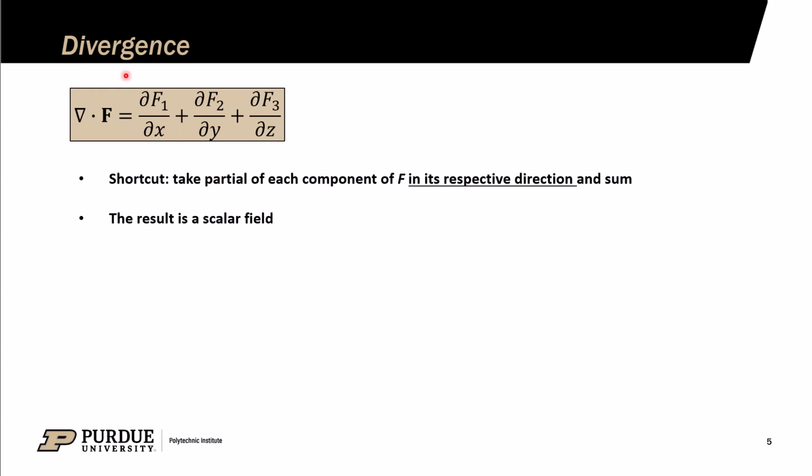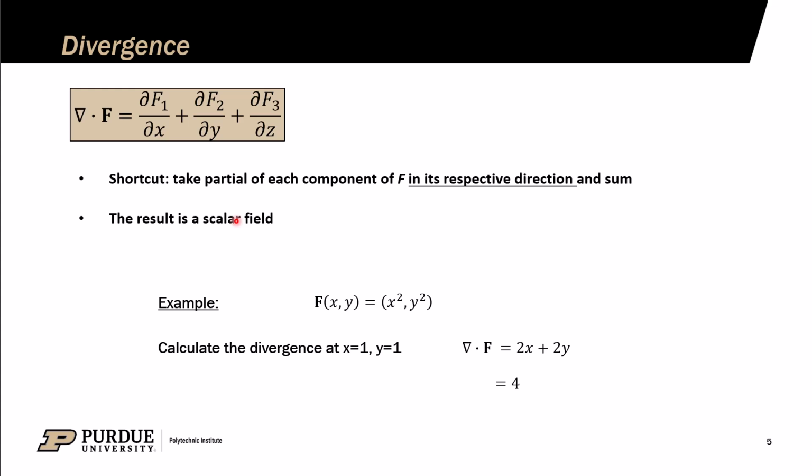So the result and the formula that you need to remember for divergence is the partial of each component of the vector field with respect to that component's direction. Take the partial of each component in its respective direction and sum together. And the result is a scalar field. Let's do a quick example.